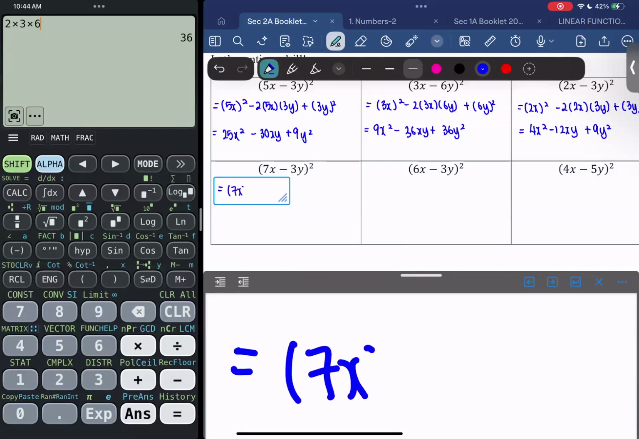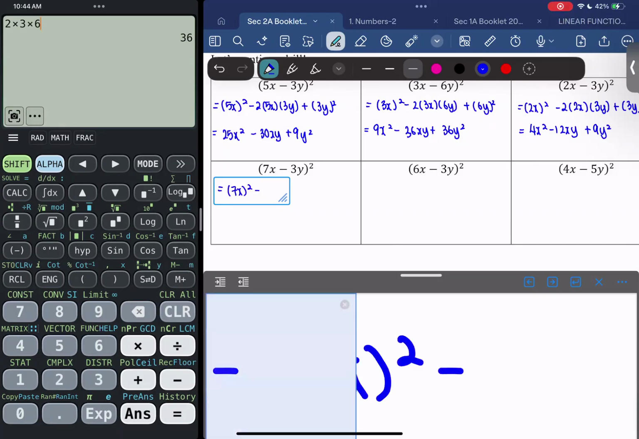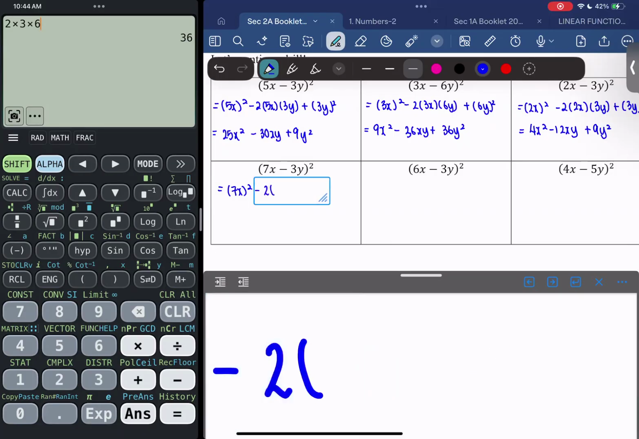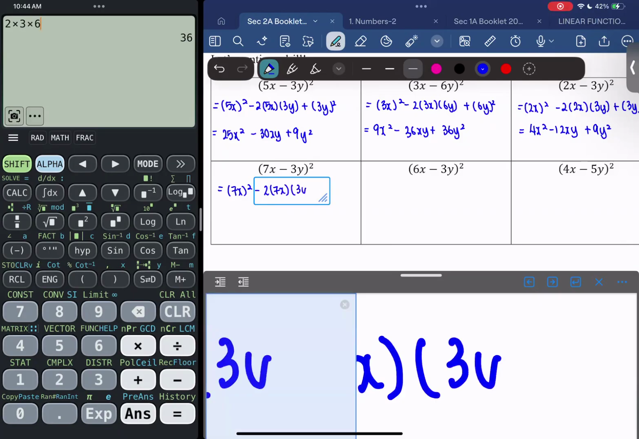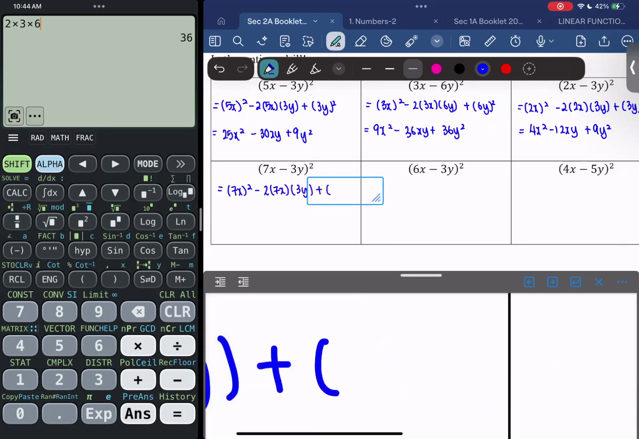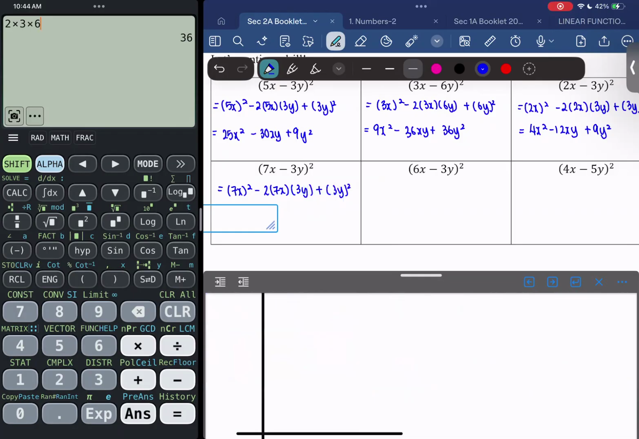7x squared minus 7x, 3y plus 3y squared. Yeah, very good. Expand out. Yeah, very good. I see you pressing the calculator. Good.